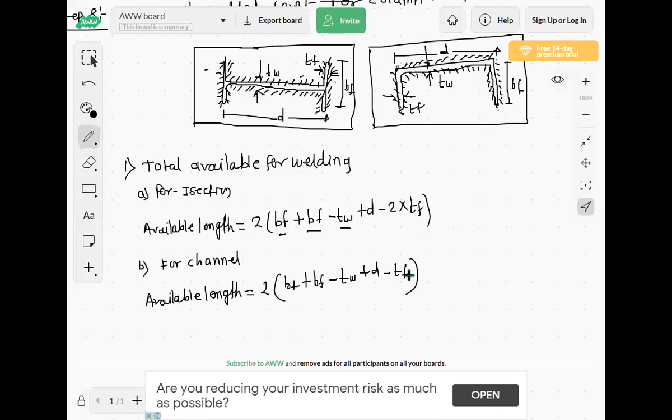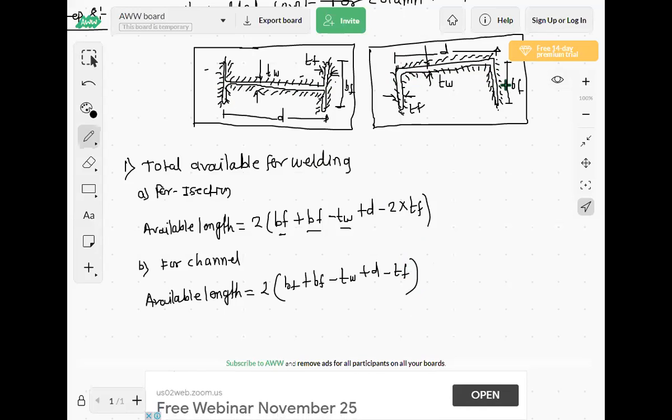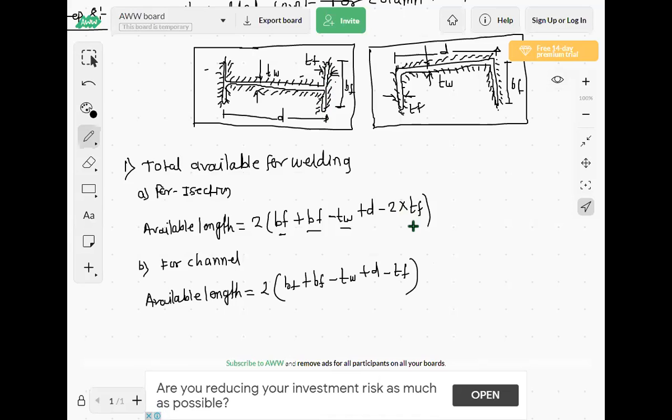Is this required 2 or 1 only, this thickness of flange? Because internal D is less. Outside depth is more, but internal depth is less because we have to deduct this thickness of flange from both sides. So here we have deducted 2 times the flange. Is this correct? Anyone can reply?